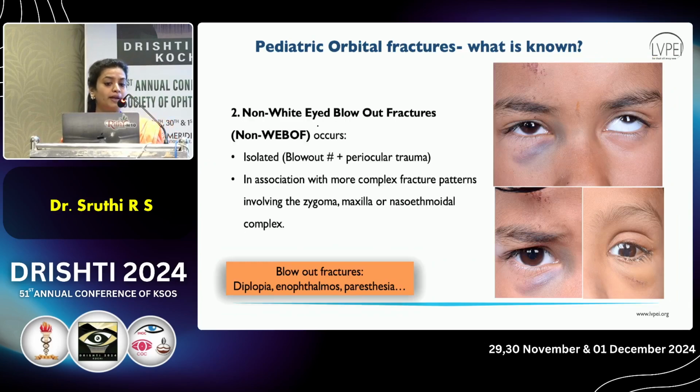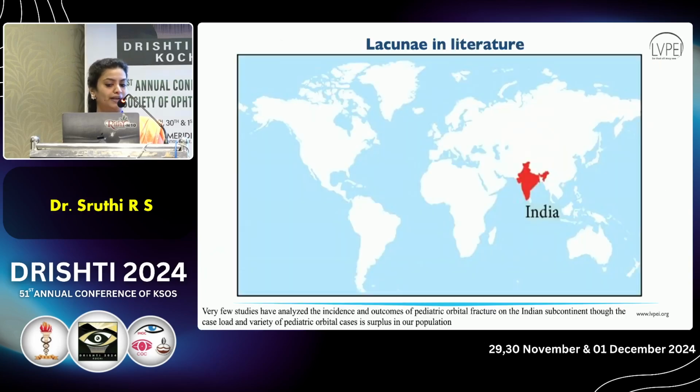The second type of pediatric orbital fracture is a non-white-eyed blowout fracture or non-WEBO. It can be seen in isolation, like in blowout fractures with periocular trauma, or it can be seen in association with more complex fracture patterns, including zygoma, maxilla, and nasoethmoid fracture complex along with the orbital complex. Blowout fractures clinically present with diplopia, enophthalmos, and paresthesia of the infraorbital nerve.